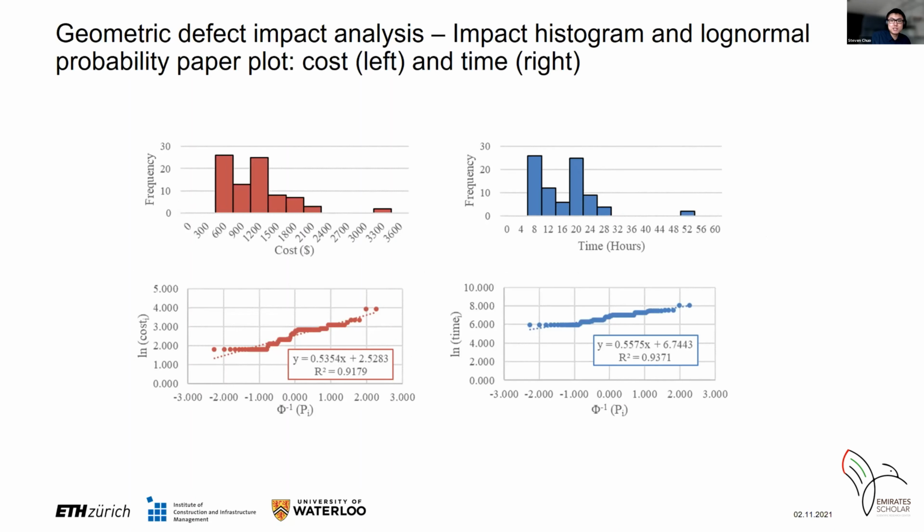The 2 top figures represent the cost and time impact histograms, and probability paper plotting is used to verify the assumed probability distribution. 3 distributions were assessed, including normal, log normal, and Weibull distribution. Due to the linear relationship of the plot, the coefficient of determination can be used to measure how well a linear regression model fits the data set. Comparing the 3 distributions, it was found that log normal distribution had the strongest linear association, as it had the highest R-square value for both time and cost impact metrics, as shown in the bottom 2 figures here.